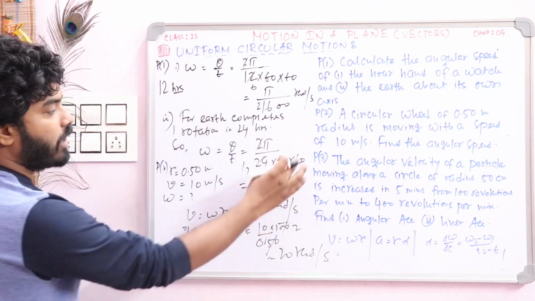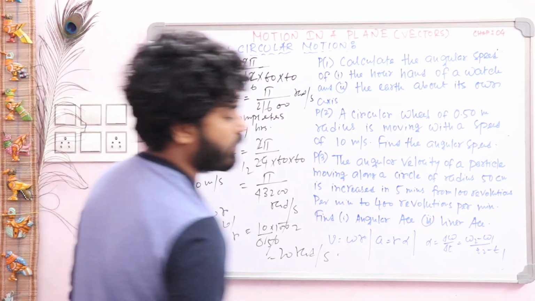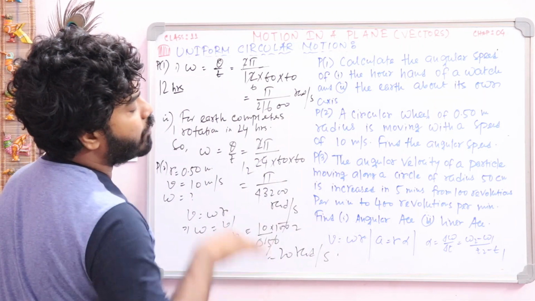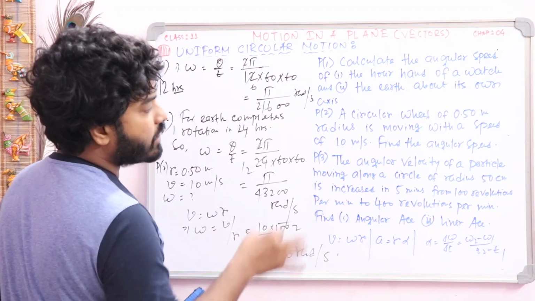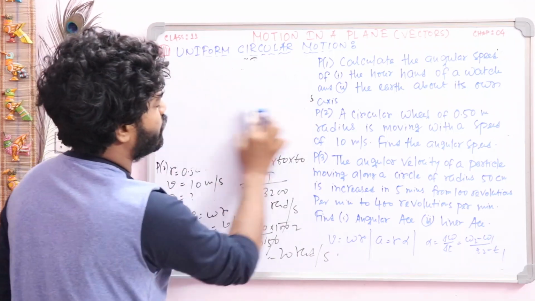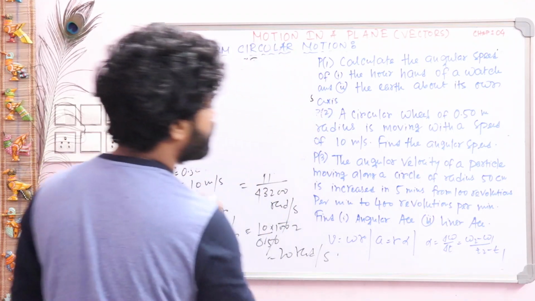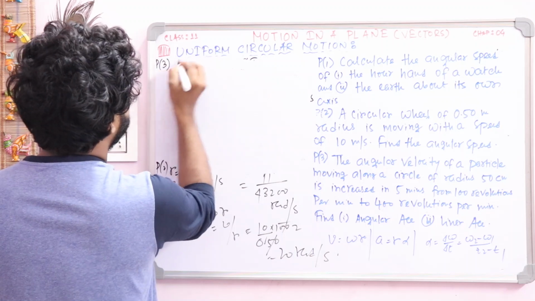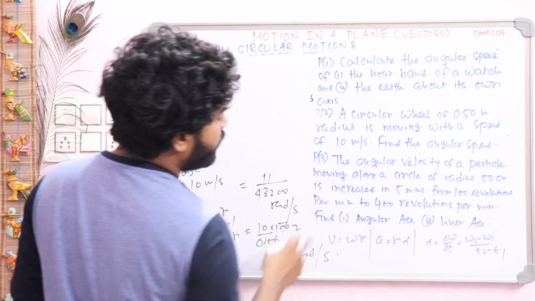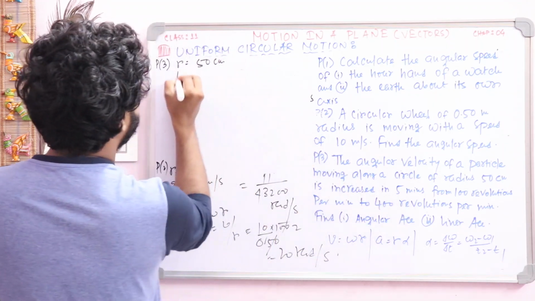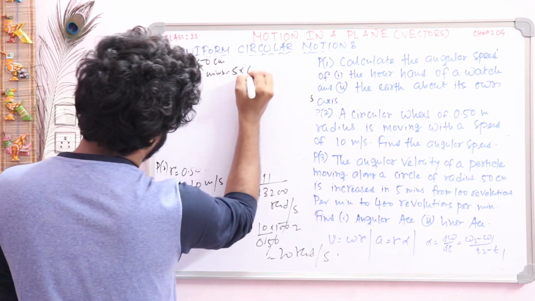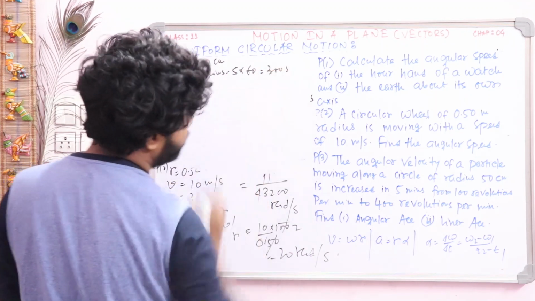Okay, now the third one, write it down first. The third one is an important problem, students. The angular velocity of a particle moving along a circle of radius 50 cm. So write down first the given values. According to our problem 3, at first the value given is r equal to 50 cm, and it is increased in 5 minutes. Time given t is equal to 5 minutes, so this one will be 5 into 60, that is 300 second.